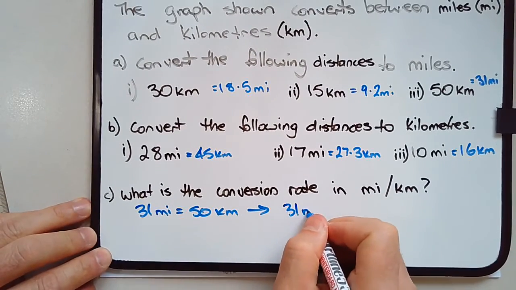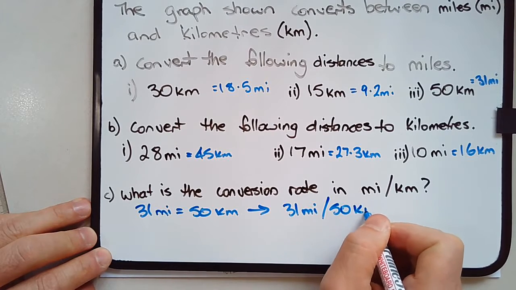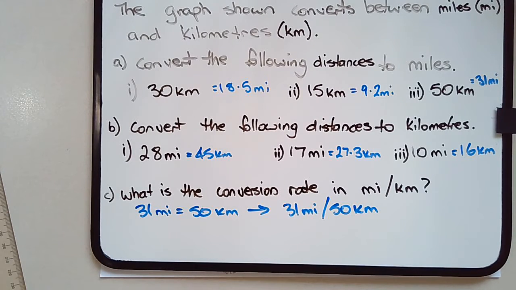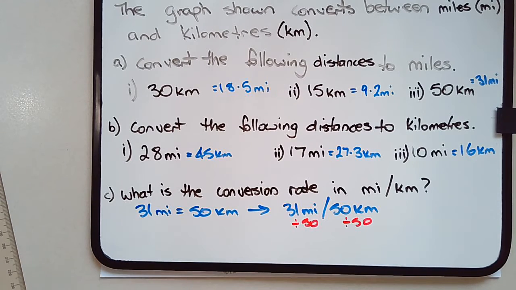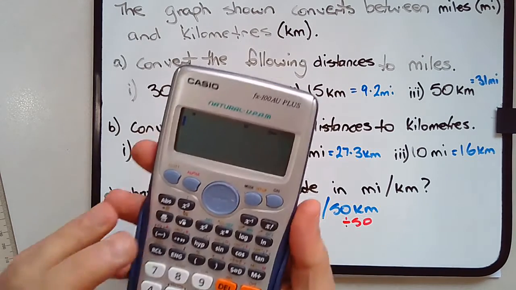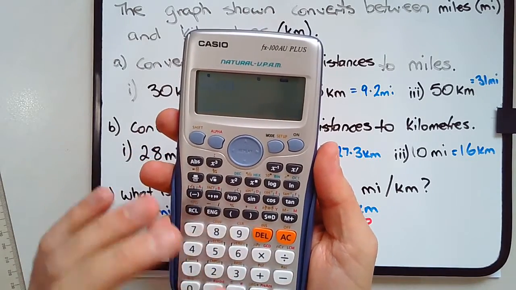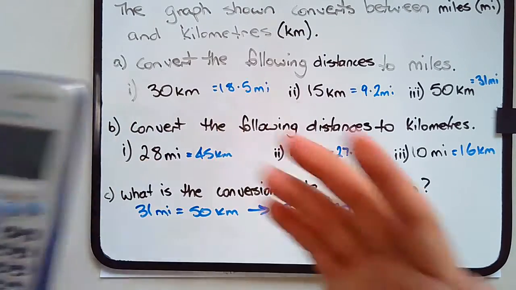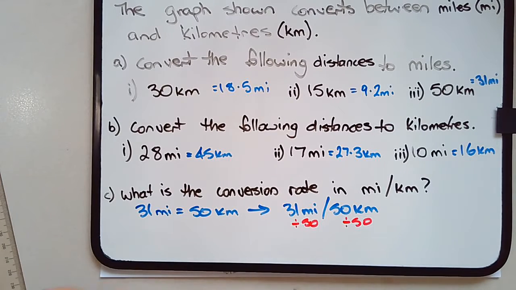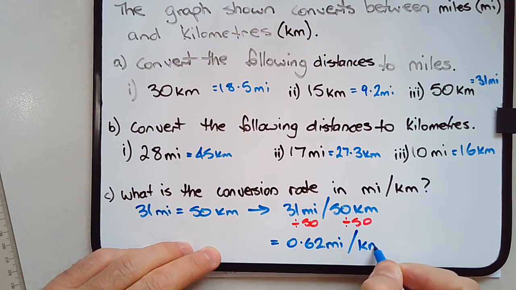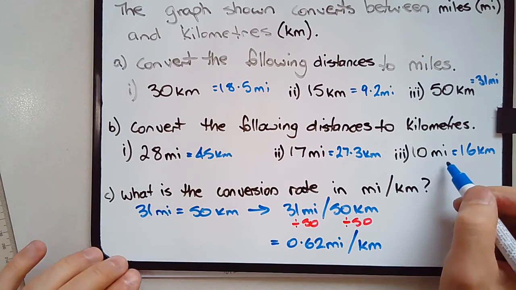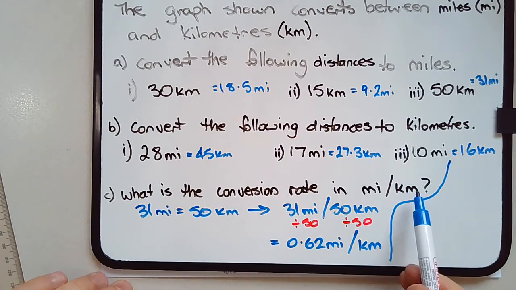Expressed as a rate, that's 31 miles per 50 kilometers, but we want it as a rate per kilometer. So we need to divide both of those terms by 50. I don't want a rate per 50 kilometers, I want a rate per kilometer. So 31 divided by 50, and we get 0.62 miles per kilometer.